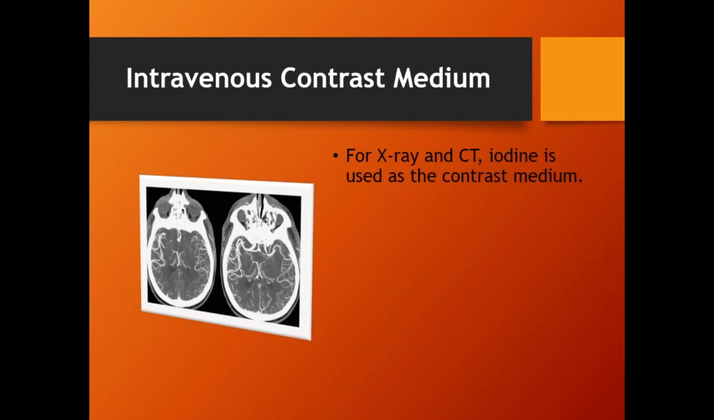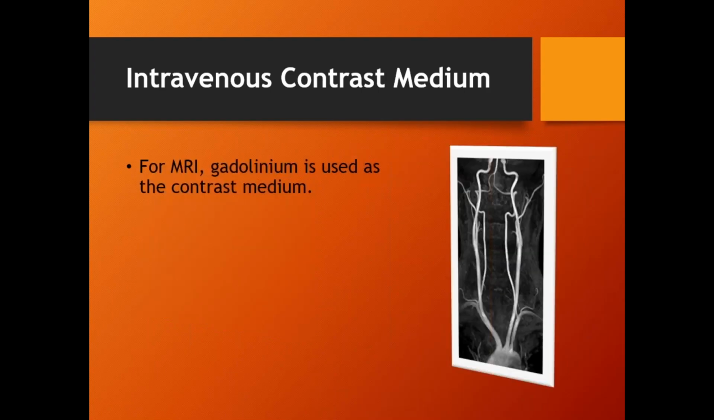Without getting into the science of it, it's because of the number of electrons in an iodine atom. But iodine blocks X-rays. It's just really, really good at it. So you put iodine into the patient, those X-rays will not pass through that particular body part. Now for MRI, MRI does not use X-rays to produce the image.